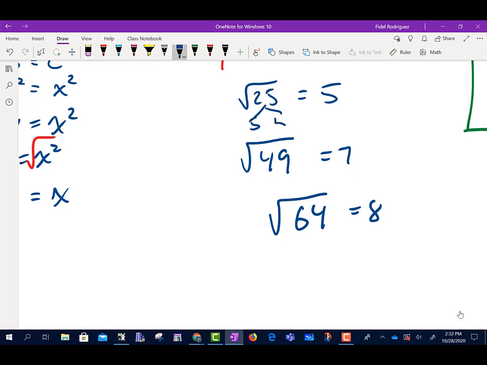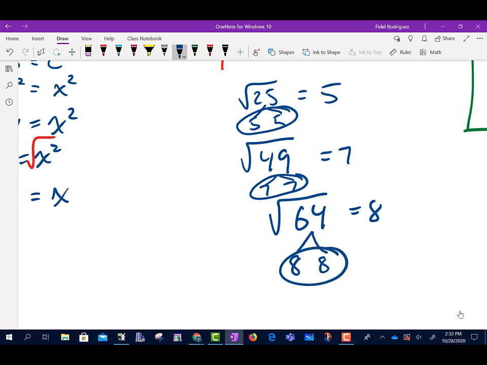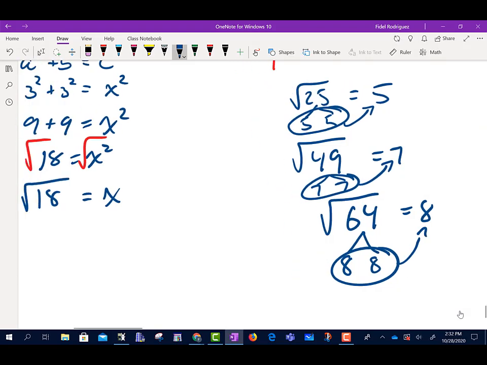Because look, how many 5s do we need to get 25? We need 2 of them. How many 7s do we need to get 49? We need 2 of them. How many 8s do we need to get 64? We need 2 of them. So the square root means I'm grouping in terms of pairs. Whatever I have a pair of, that's my answer. I have a pair of 7s, so the answer is 7. I have a pair of 8s, the answer is 8.